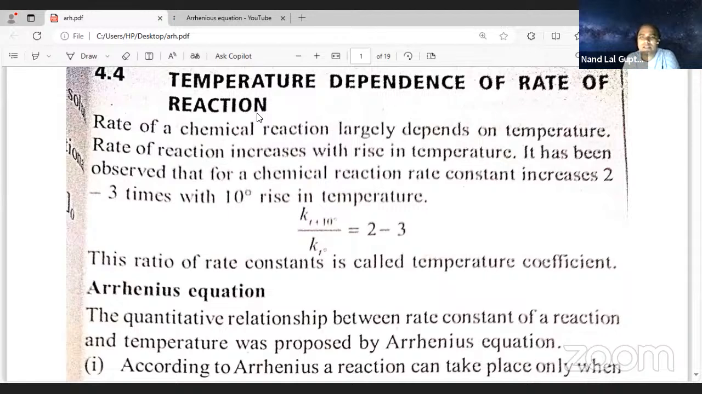Now, some important points that we have to understand. They are saying that the Arrhenius equation gives a quantitative relationship between the rate constant and the temperature of the reaction. Next point: according to Arrhenius, a reaction can take place only when reactant molecules collide with each other. Okay, this is the concept.